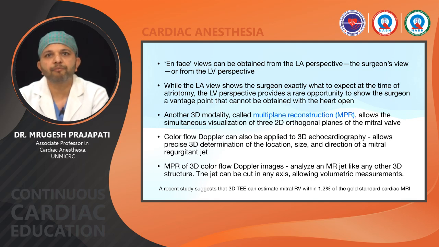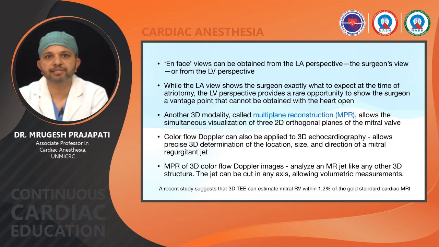Another 3D modality called multiplane reconstruction, or MPR, allows the simultaneous visualization of three 2D orthogonal planes of the mitral valve. Color flow Doppler can also be applied to 3D echocardiography, which allows precise 3D determination of the location, size and direction of the mitral regurgitation jet. MPR of 3D color flow Doppler images makes it possible to analyze an MR jet like any other 3D structure. The jet can be cut in any axis, allowing volumetric measurement.